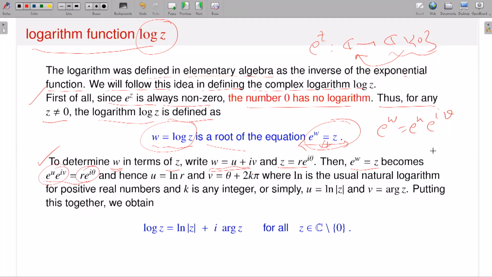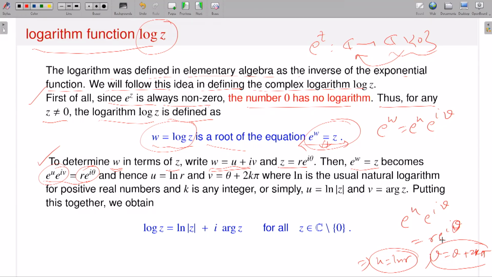Now you have two complex numbers, e to the power u times e to the power iv, which is exactly equal to r e to the power i theta. Both are of the form called exponential form. Now what does it mean for these two complex numbers to be equal? That means r is equal to e to the power u. So in other words, u is equal to ln of r. This is the real logarithm. And what is the relation between v and theta? v is equal to theta plus 2k pi, that you know, right?